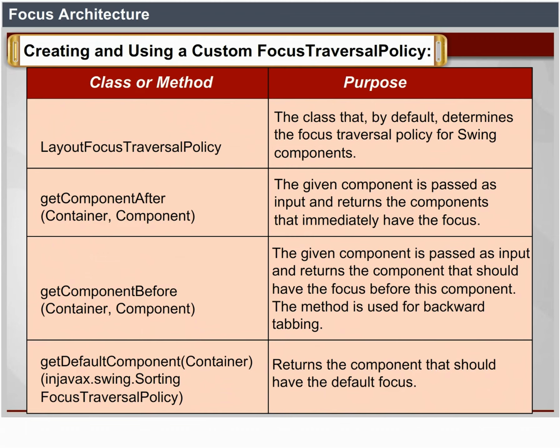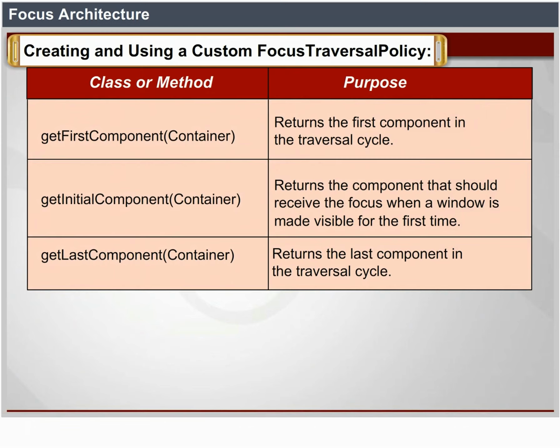getDefaultComponent(Container) in javax.swing.SortingFocusTraversalPolicy returns the component that should have default focus. getFirstComponent(Container) returns the first component in the traversal cycle. getInitialComponent(Window) returns the component that should receive the focus when a window is made visible for the first time. getLastComponent(Container) returns the last component in the traversal cycle.